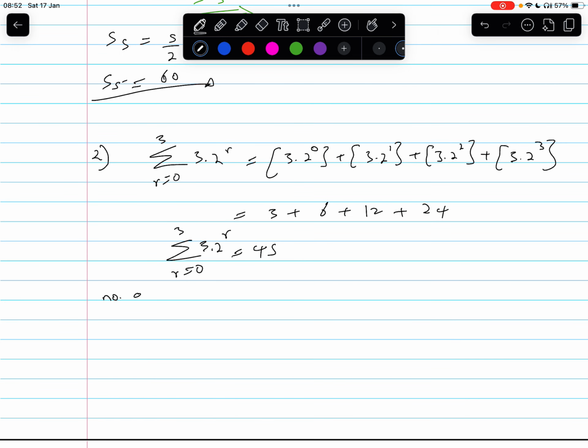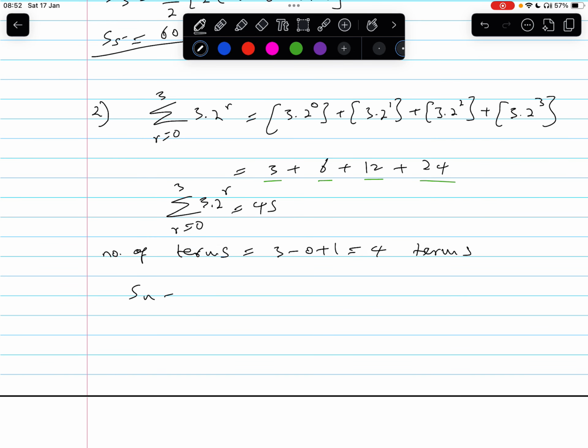And again, number of terms. For that, we need to determine the number of terms: top minus bottom plus 1. So we've got 4 terms. Those are the 4 terms, 1, 2, 3, 4, that we calculated initially. So Sn equals a times r to the power of n minus 1 over r minus 1.